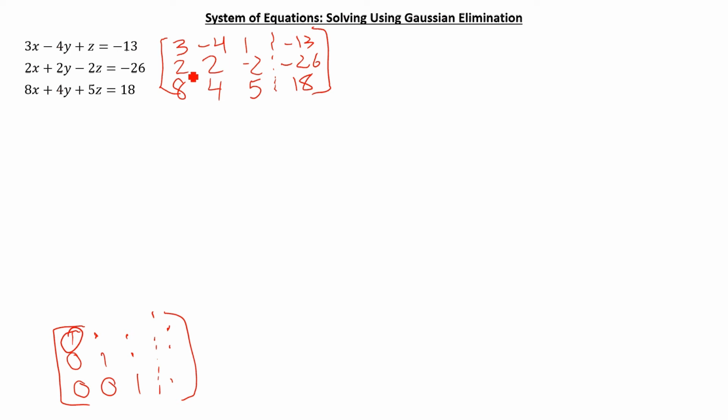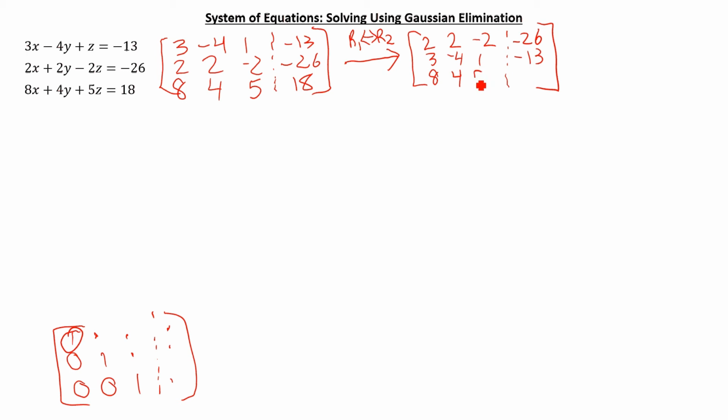If you take a look at the second row, you notice you have 2, 2, -2, -26. Well, that's a big red flag. If I divide everything by 2, we'll get integer values, which is a lot easier to work with. I'm not saying fractions are a bad thing to work with, but you want to avoid them for as long as possible. So we're going to use one of the elementary row operations and switch row 1 and row 2. The reason is I can divide that second row more easily than the first row, and later you'll see us using some fractions. So we're going to do 2, 2, -2, -26, then 3, -4, 1, -13, and you have 8, 4, 5, 18.